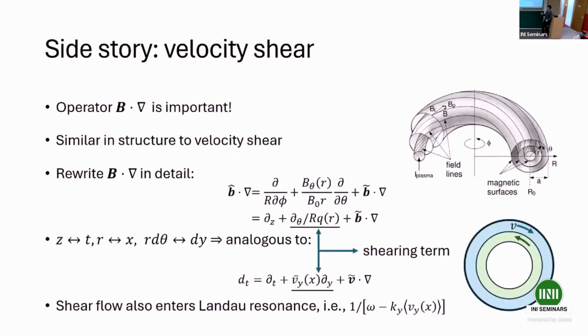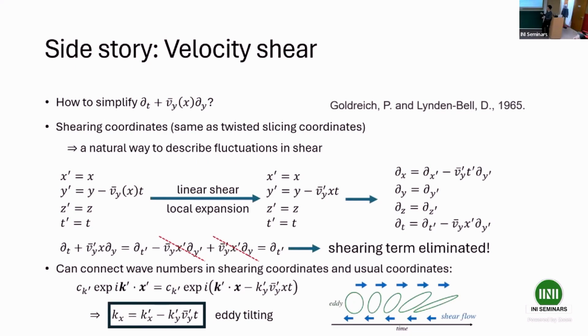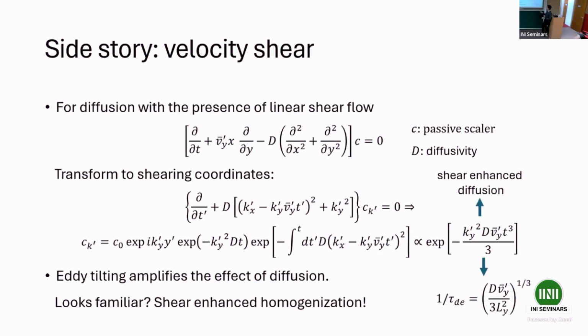Yeah. Here I just want to tell you a sad story of the velocity shear, because if you look carefully, the magnetic shear and the velocity shear have a very similar structure. So the technique we use for the magnetic shear is also applicable to the velocity shear. We can use the shearing coordinate, which was proposed by Goldreich and Lynden-Bell. We can eliminate the velocity shear term and simplify the calculation. Similar to the magnetic shear enhanced correlation, we have the velocity shear enhanced correlation, which basically has the same result. We can define the decorrelation time. That's it.